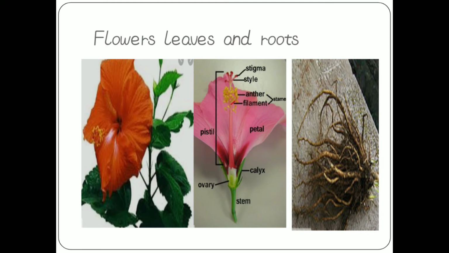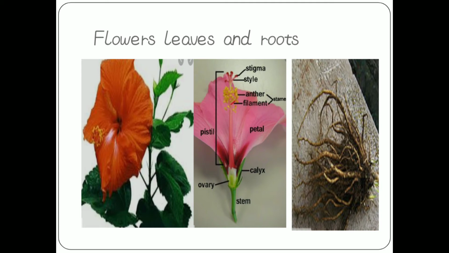These are the parts of the hibiscus flower. First picture shows the flower of hibiscus. Second picture shows some parts of the hibiscus flower, that is the stem. Then the middle swollen part is the ovary. It is surrounded by calyx and epicalyx. Calyx is joined and it is also surrounded by the epicalyx.